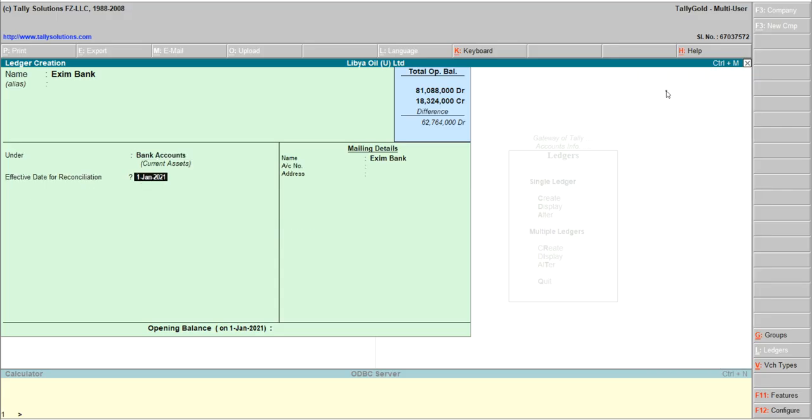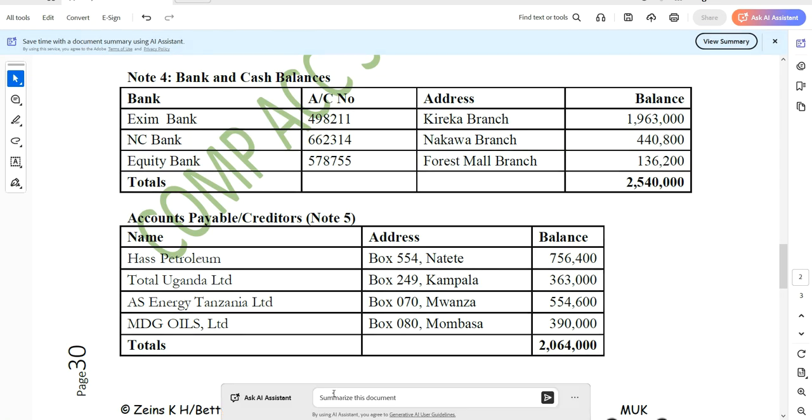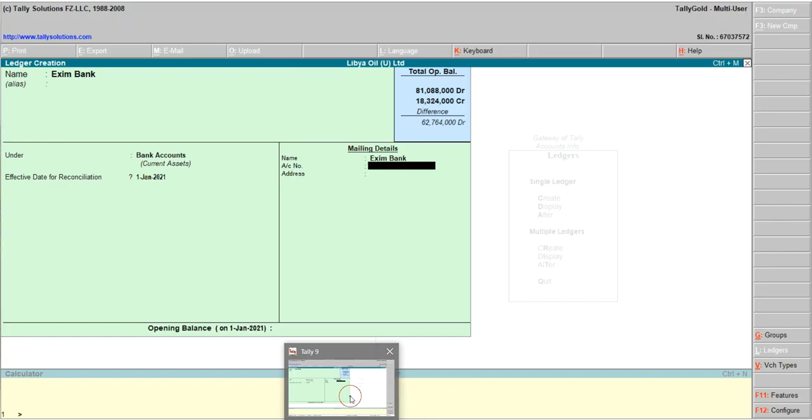Effective date for reconciliation is 1st January 2021. Account number: do you have the account numbers? They have been given to you, so look at those account numbers. You're going to enter them as you create these bank accounts, and then the addresses. Account number for Exim is 498-411.